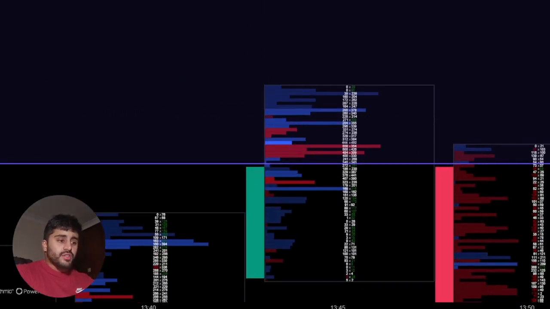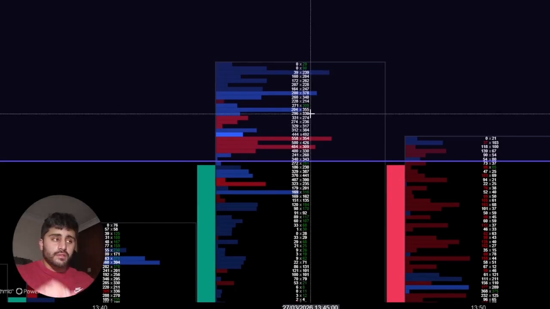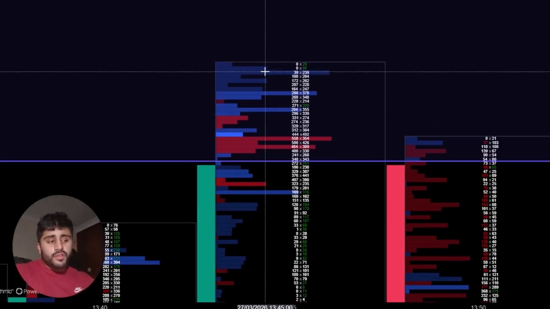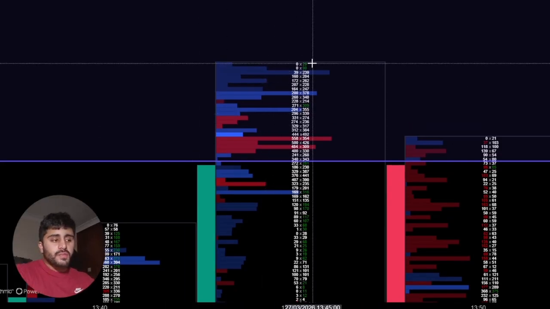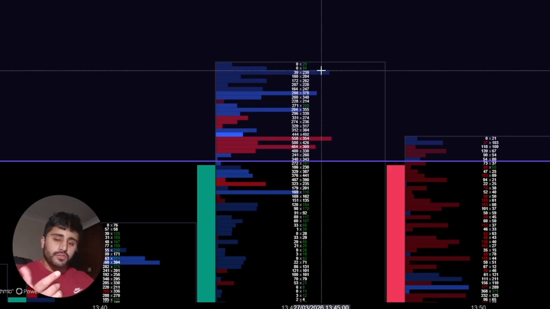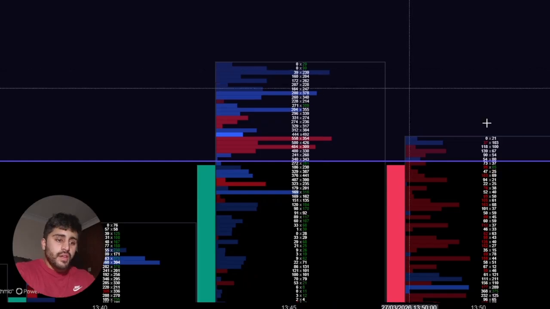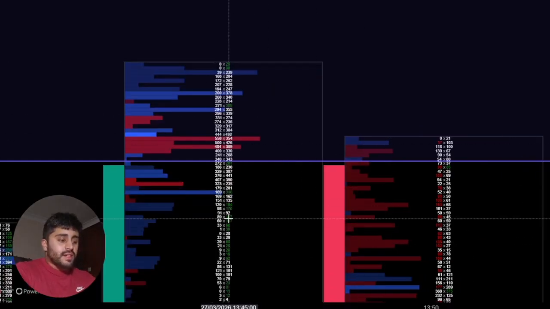What we can see here is a lot of positive delta, a lot of blue delta. What does this blue delta mean? Well, the blue delta just means that buyers are aggressive. So we look at delta, which shows us aggression. Who is being more aggressive? On the x-axis, we can see here 9:45.